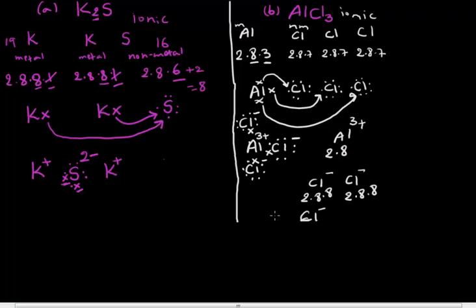So the point that I'm trying to make here is, by forming an ionic bond, both aluminum and chlorine, or chloride ions, they got a full outer shell. So since aluminum is a metal, chlorine is a non-metal, so the bond that is formed between them is called an ionic bond. That completes the video on the Lewis structures of ionic compounds.